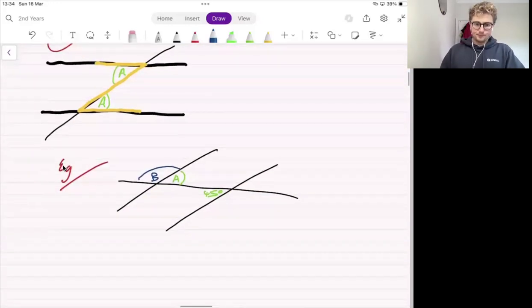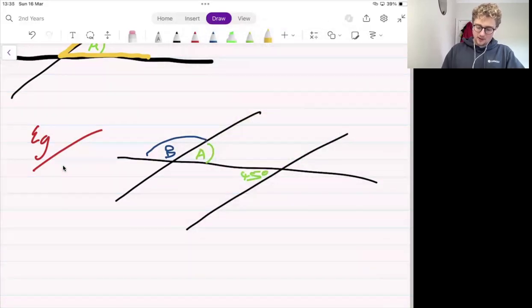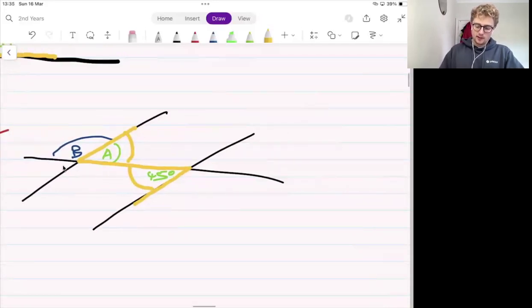Right. So first of all, the angle A. Well, we have a bit of a backwards and twisted Z shape, but we have a Z shape all the same. So the angles inside that Z shape will be equal. So the angle A is equal to 45 degrees.